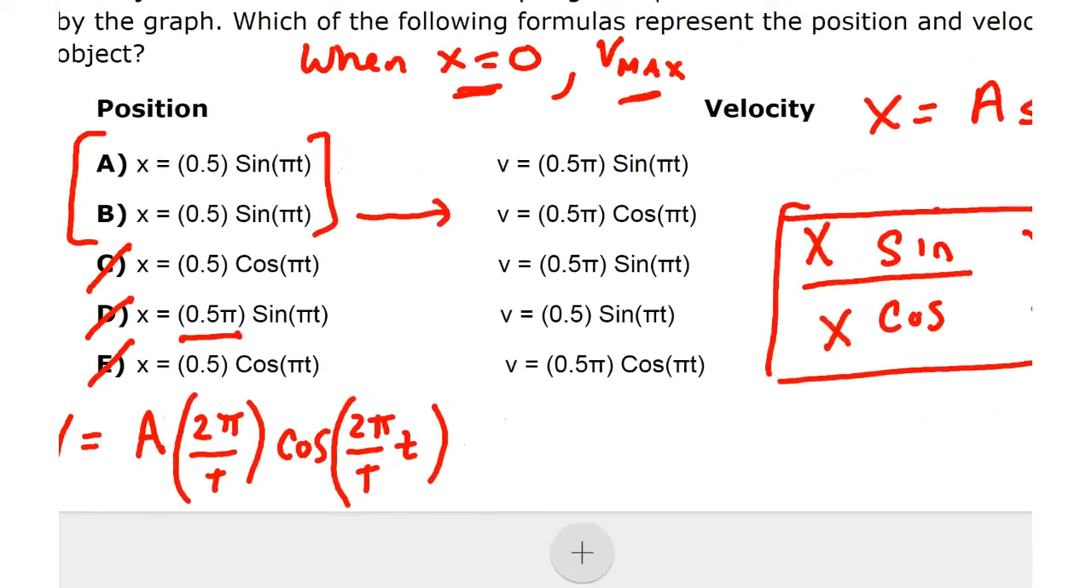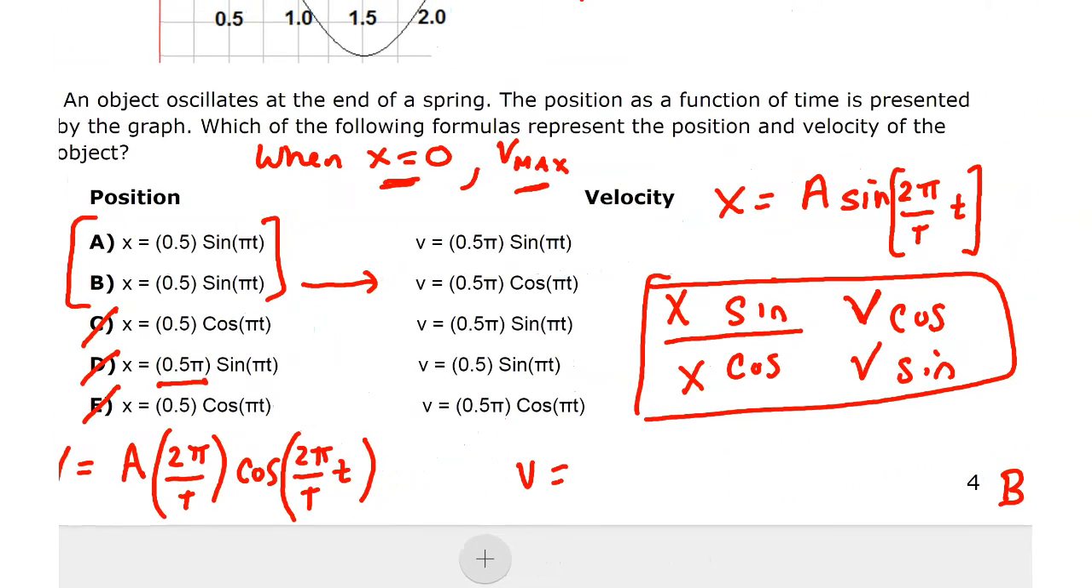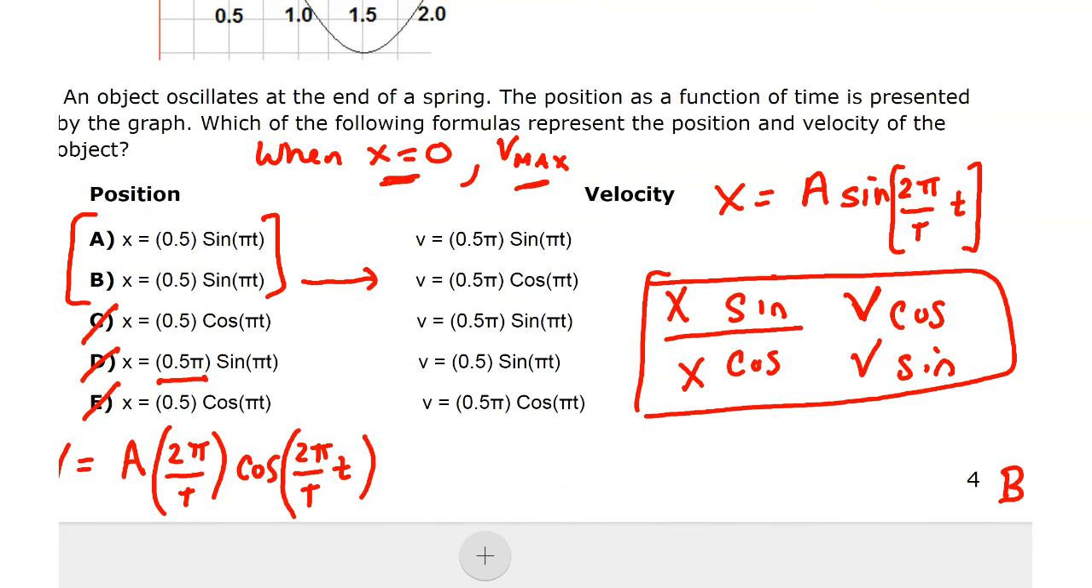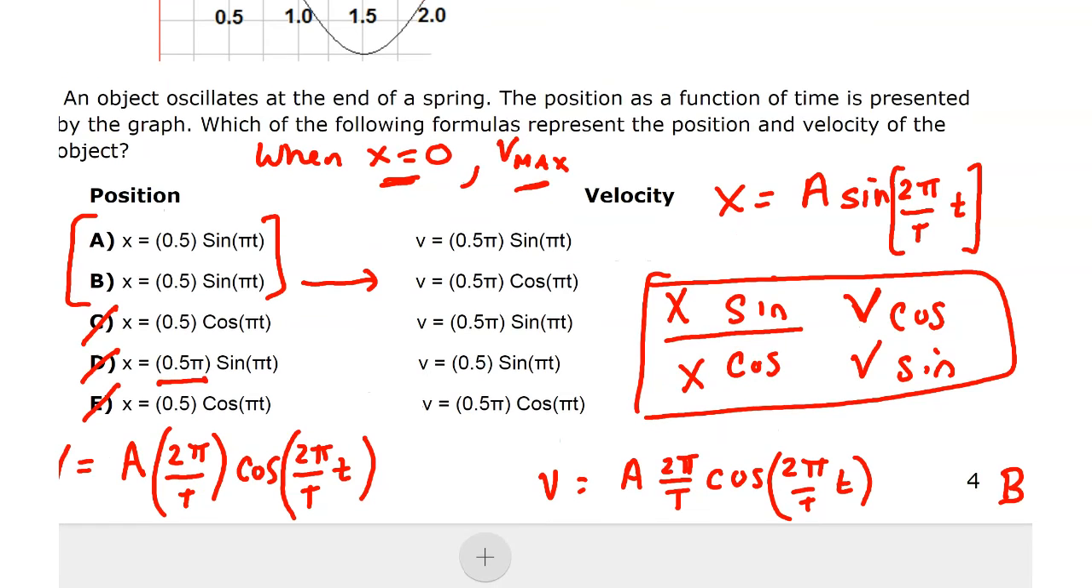And let's go a little bit further. So let's go to the general formula of velocity. Since our x is sine, our velocity takes on the general equation, a times 2 pi over t, and in this case, the velocity would be cosine because the x is sine, cosine of 2 pi over t times t. So the a is, in this example, 0.5. I'm running out of room, so I'm going to go up top here.